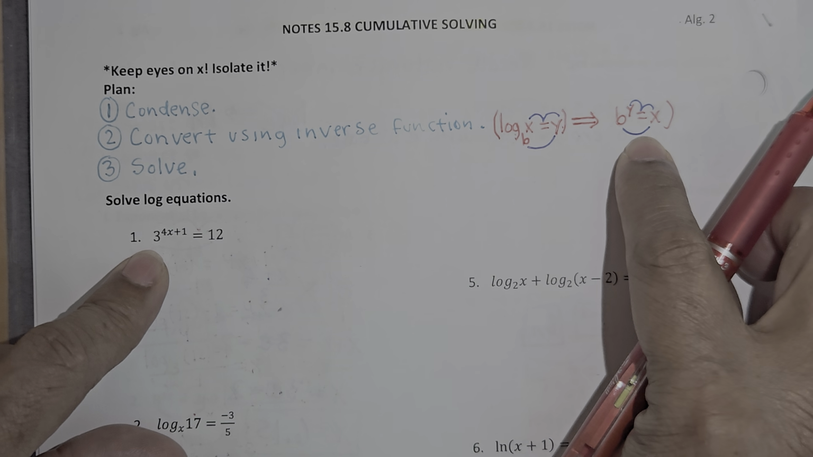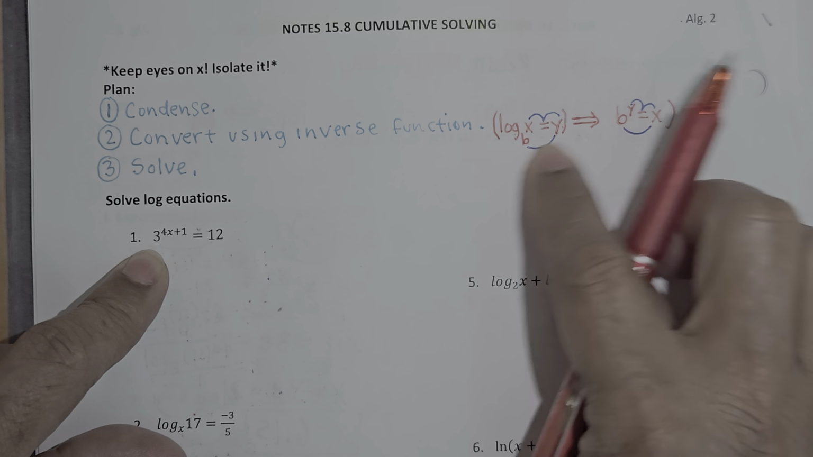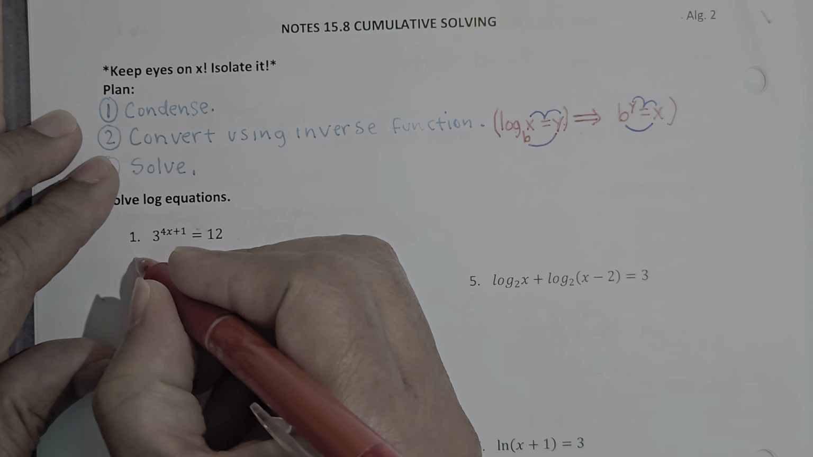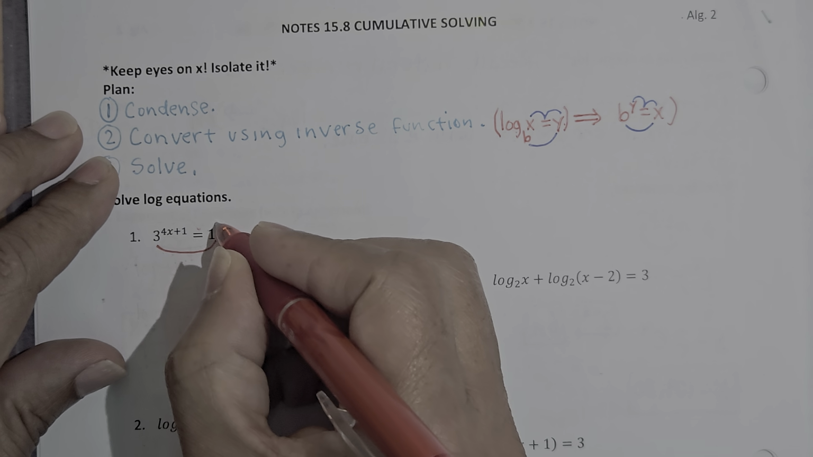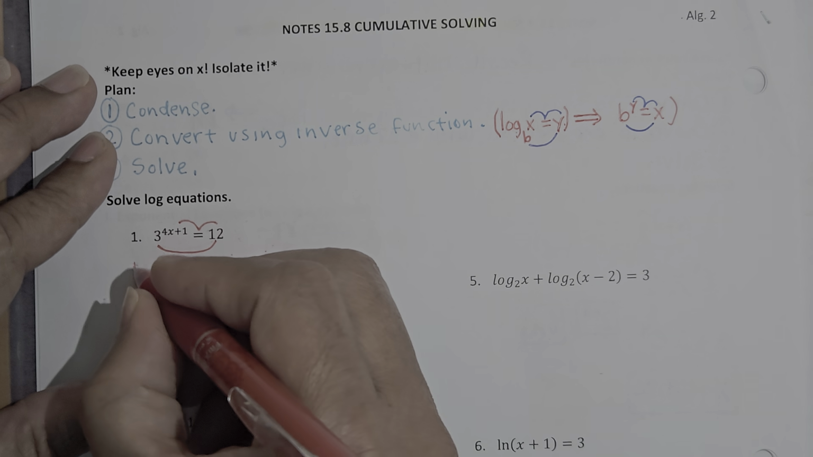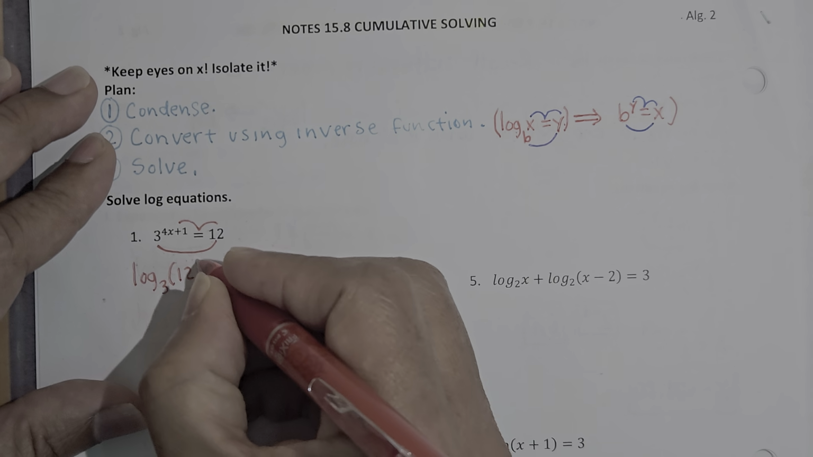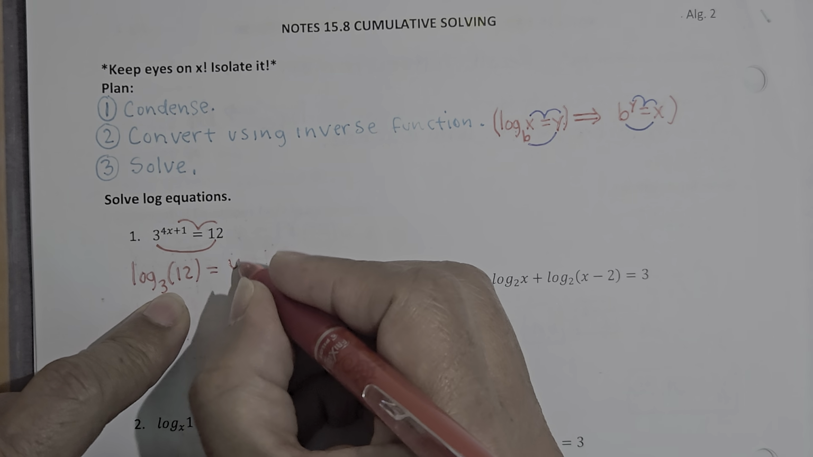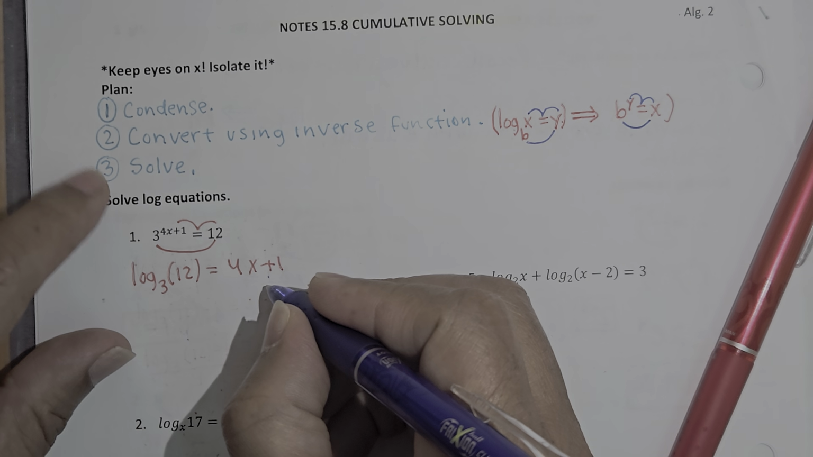So in this case, we have it in this form, right? So notice this is the base of the log. So when I convert to logarithmic, I'm going to say this is the base of the log. So log base 3 of the number 12 is equal to what's in the power of the base. So I'm going to write down what I just said, log base 3 of the number 12. Notice that I'm using a parenthesis for this 12, and that equals 4x plus 1. But then I'm solving for x, so that's the next step.